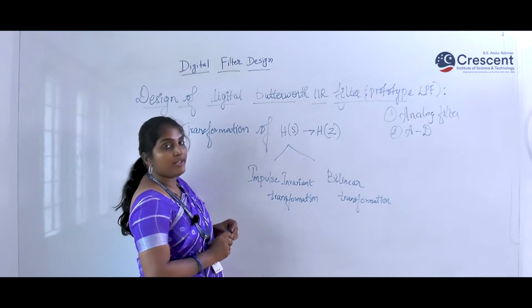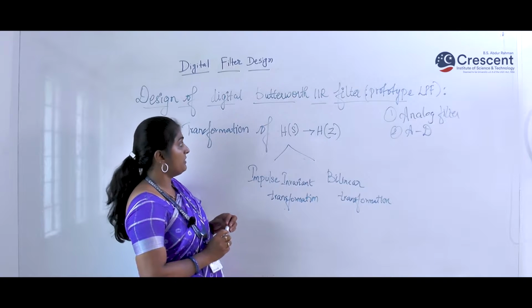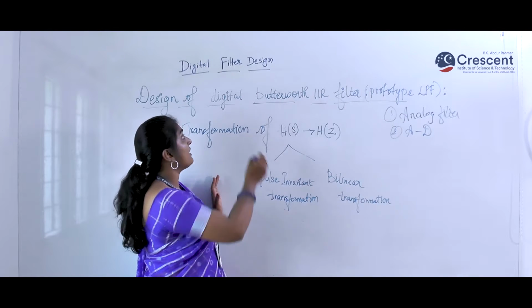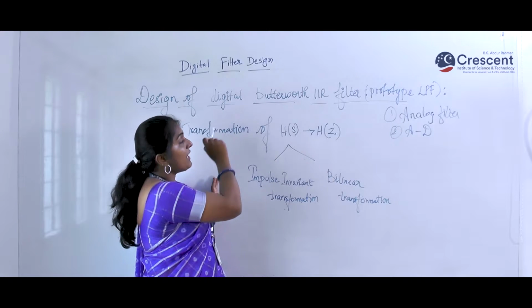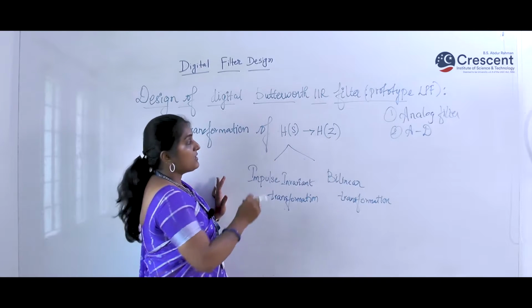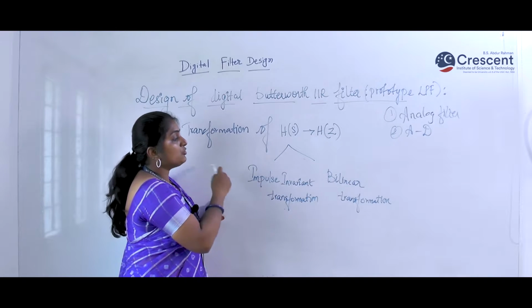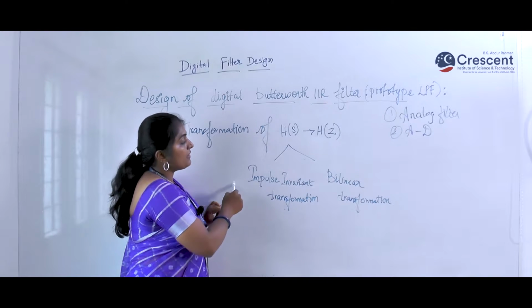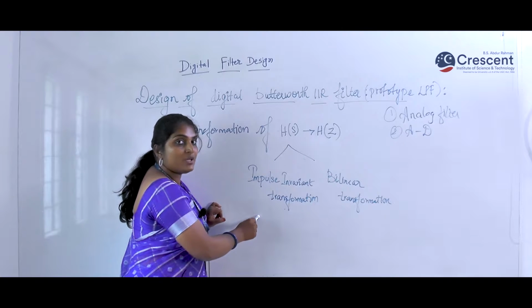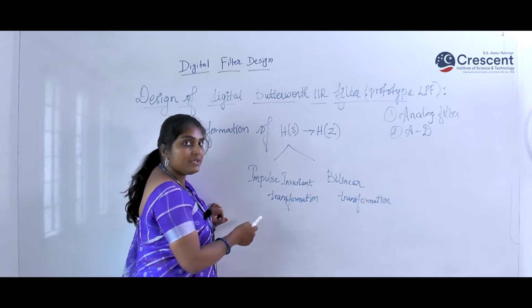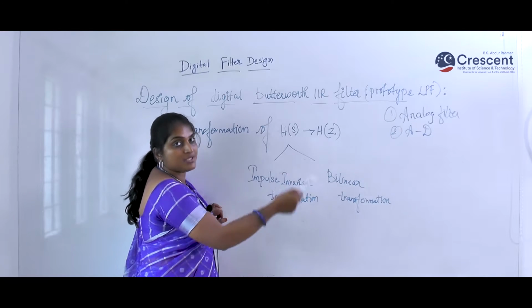After designing the analog filter transfer function, now we need to convert that into a digital filter, because our ultimate aim is to design the digital Butterworth filter. In order to convert from an analog filter into a digital filter, there are two types of transformations. One is the impulse invariant transformation, and another one is the bilinear transformation. By any one of these transformations, we can convert the analog filter into a digital filter.